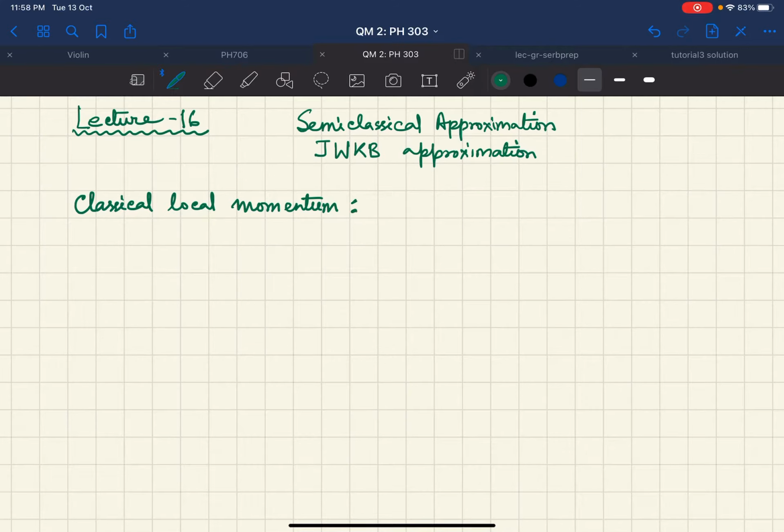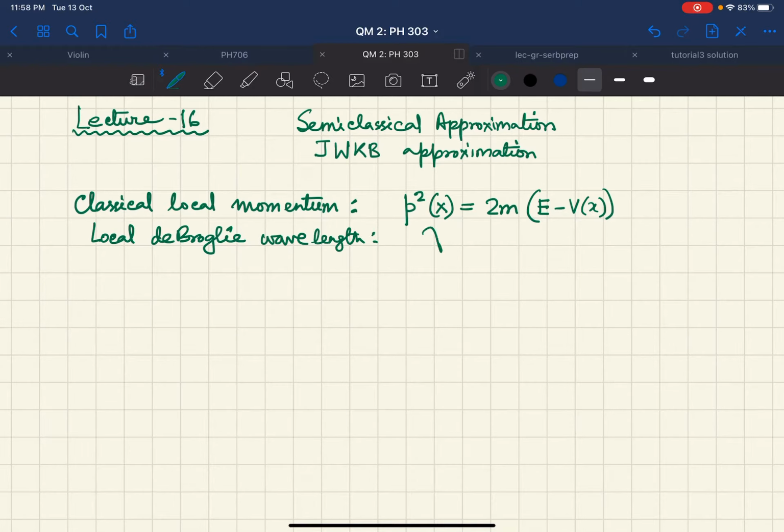which was defined in the following way: p squared as a function of x was 2m times the total energy minus the potential energy. And we also defined the local de Broglie wavelength, which was defined as lambda of x is equal to h by p of x, or 2 pi h bar by p of x.